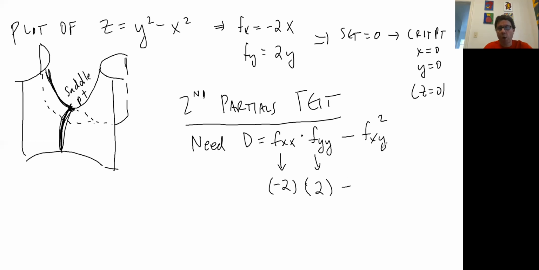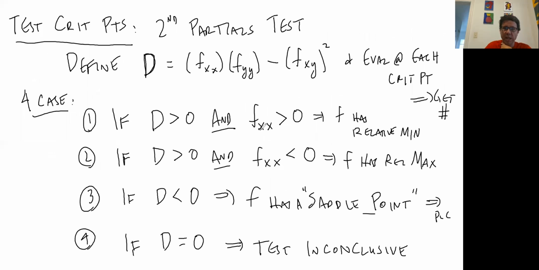If I do the mixed one, that means do x first. So I get minus 2x, but then I do a y derivative of that. So if there's no y's, and there isn't any, that's going to be 0. So my D ends up just being -4. So D is less than 0. So I go back to my second partials test. I go through the cases. D is less than 0. Therefore, f has a saddle point.